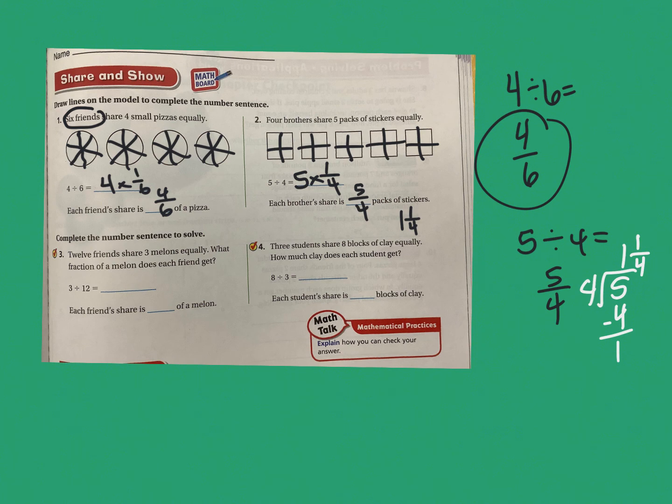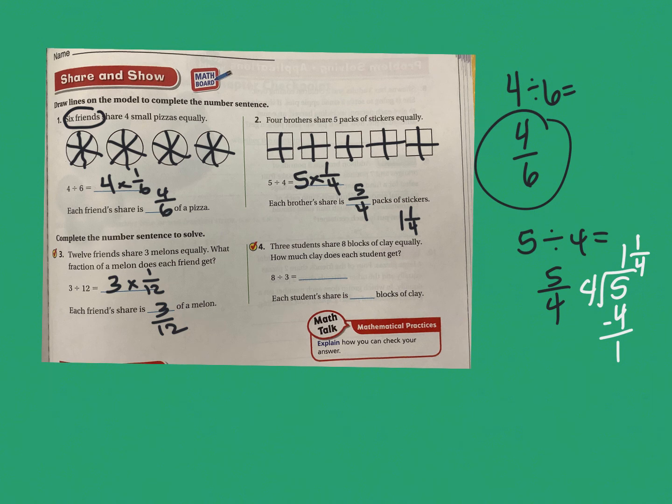Let's look at the next one. You can pause this one and try it without me and then play it if you feel like it. 12 friends share 3 melons equally. What fraction of a melon does each friend get? What's being shared? The 3 melons. Into how many people are sharing that? 12 of them. So we're doing 3 divided equally into 12 pieces. 3 divided by 12. That is, everybody's getting 1/12 of one of them, and there's 3 of them to share. So each friend's share is 3/12 of a melon.